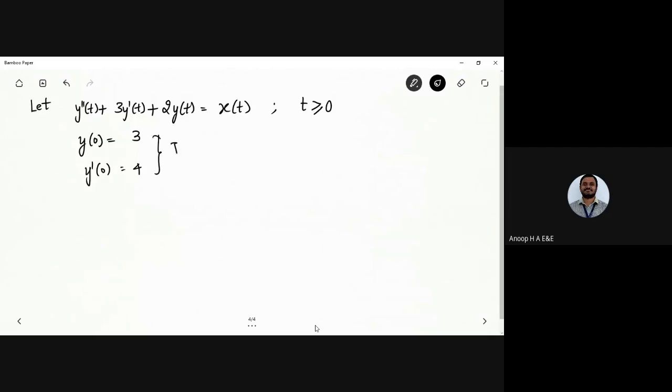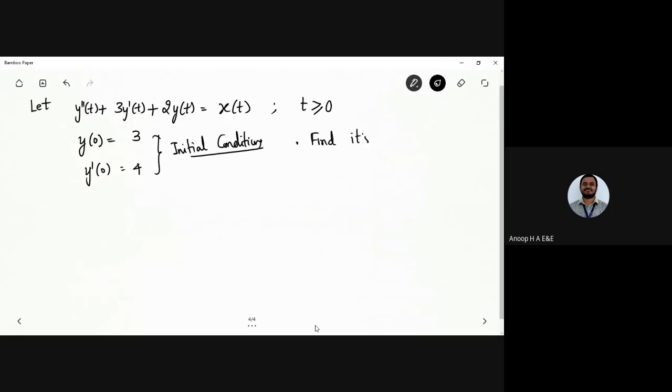So these are the initial conditions given. As I already told you, these are the initial conditions. Once they have been specified, you can carry out and then find out the response of the system.